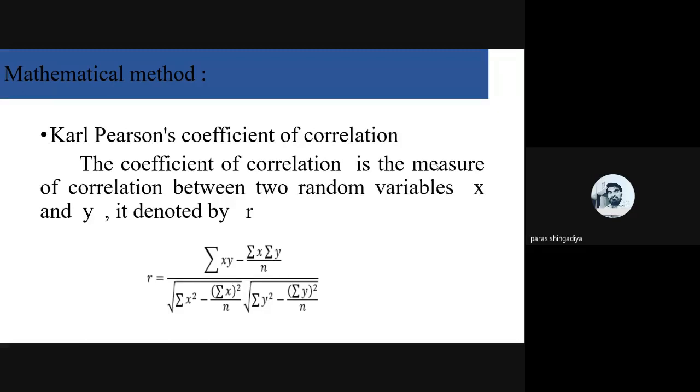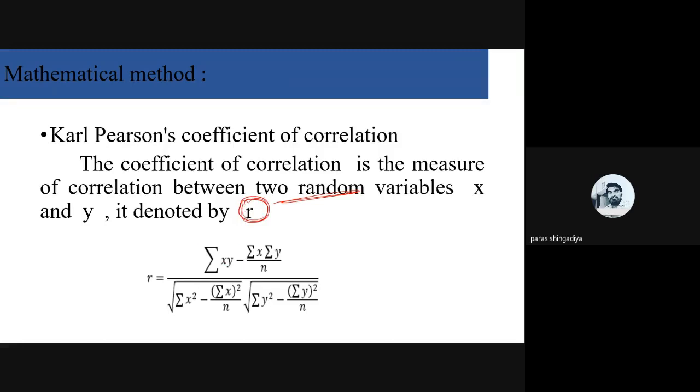Okay, so let us repeat it. The formula of Karl Pearson's coefficient of correlation. The coefficient of correlation is the measure of correlation between the two random variables x and y, and it is denoted by r. That is our required value r.